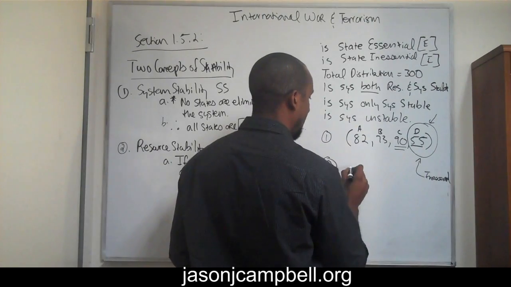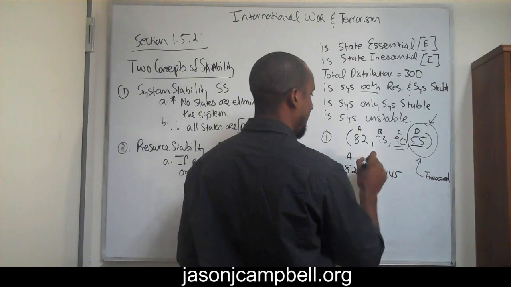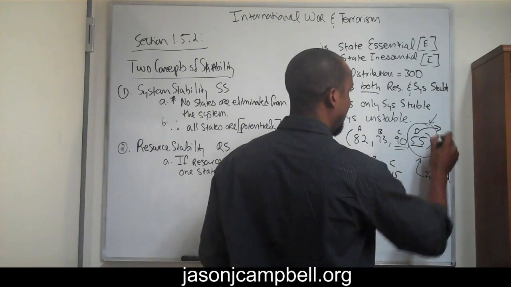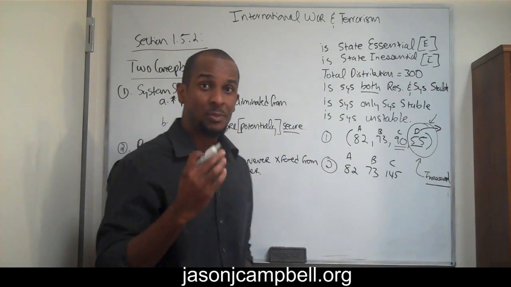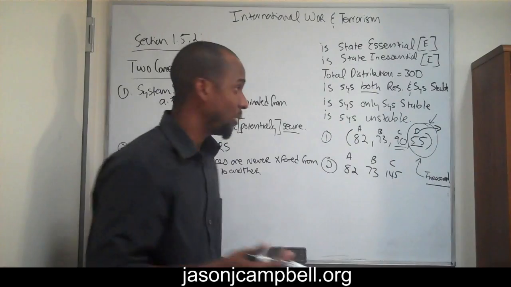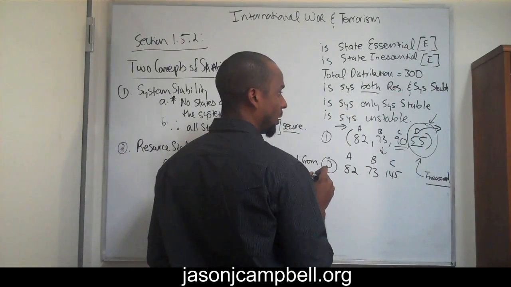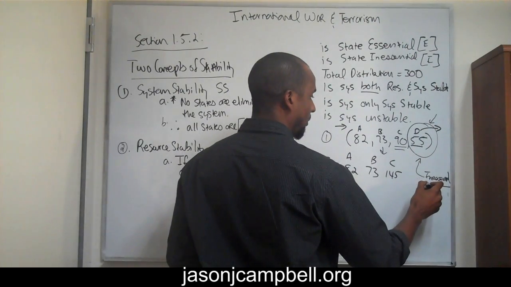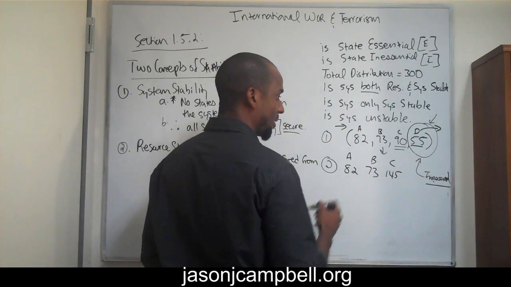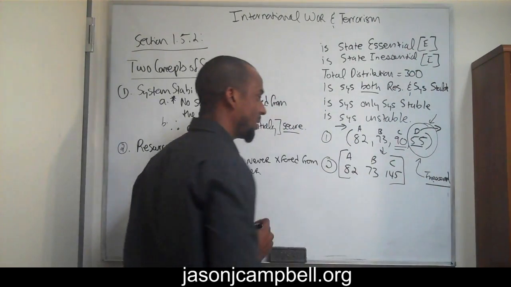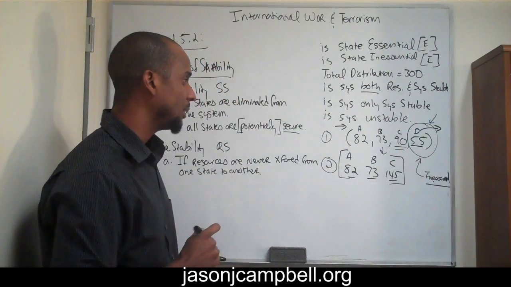In second wave, we would have 82, 73, and 145. We would have A, B, and C. D would have been ejected from the system because it's inessential. Now, it doesn't have to be the case that that happens, but it's likely that it will. So we would have gone from a 4-state system, in which we had potential instability, and ejected a state from the system. And then we arrive at a 3-state system where all states are essential.